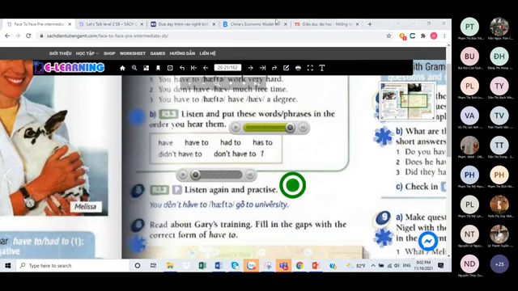All right. You don't have to go to university. That's number one. Now, number two. A London taxi driver has to know 25,000 streets. Which one? Has to, right? Has to. A London taxi driver has to know. Simple present. Alright. Has to. And singular. Và số ít đi với chủ ngữ số ít.